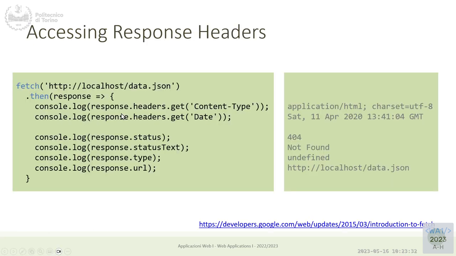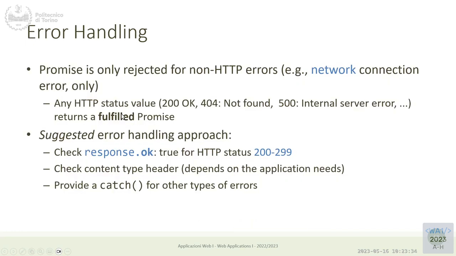So basically we have two levels of error handling. The first level is the promise is rejected, so the promise returned by fetch. When you call fetch, you don't know whether it will fail or not. You just have a promise immediately, and then the promise will be rejected only if we have network errors, only if the browser cannot exchange information with the server.